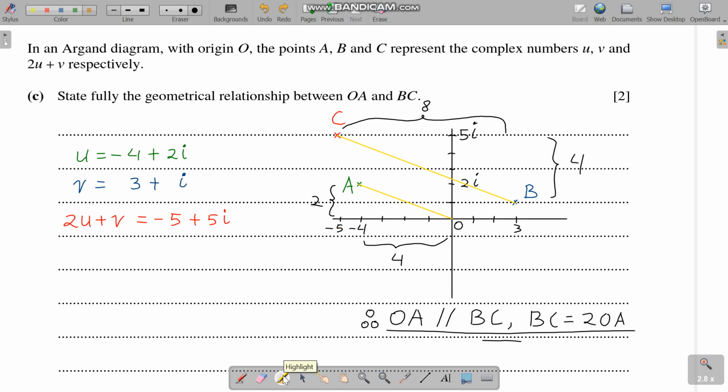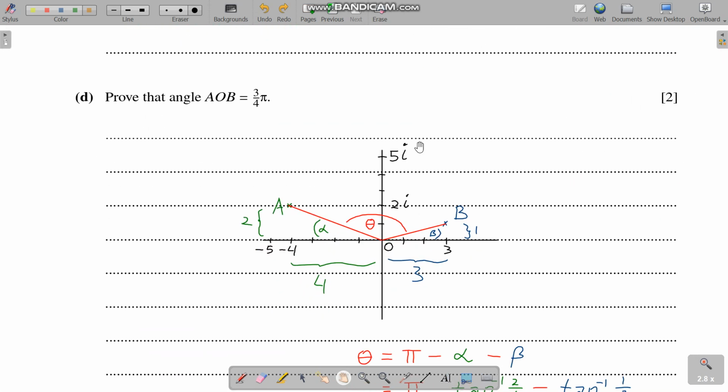If we look at the gradient, this is 2 and 4, rise over run. And this is 4 and 8, rise over run, which means they are parallel. And if you look at the length, BC is 2 times OA, because we multiply by 2, so of course the length should also be a multiple of 2, so the length BC is twice the length OA. Alright, that's it.